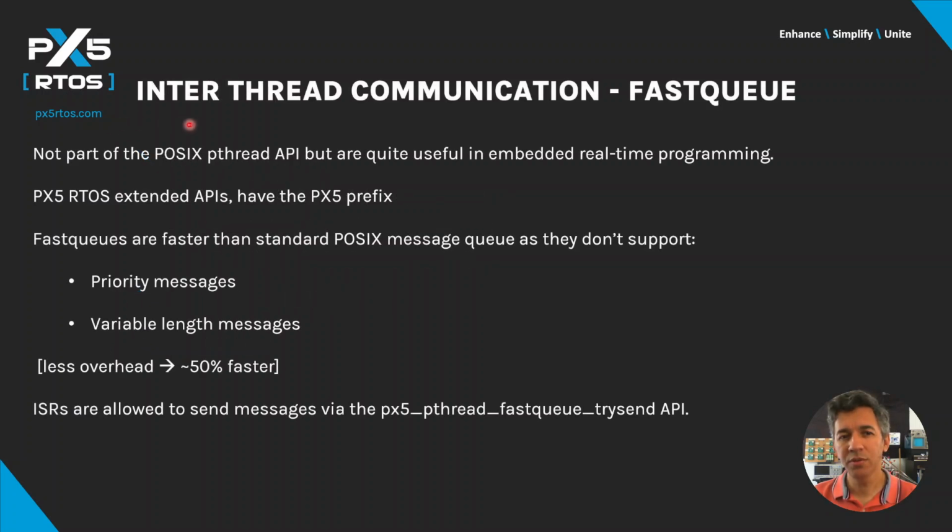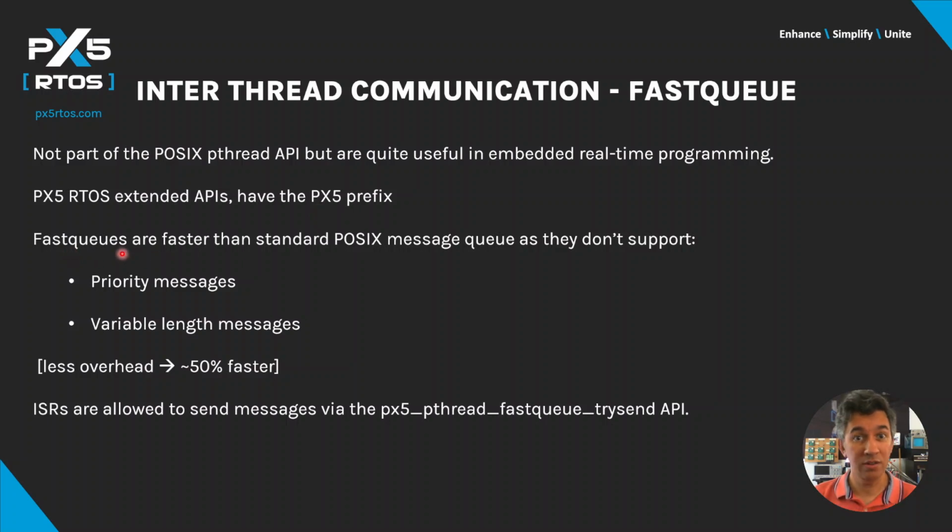So fast queue is a mechanism to provide communication between threads. And the APIs we'll see in this presentation are not part of the standard POSIX pthread APIs. They're actually part of the PX5 RTOS extended APIs. That's the reason why they all have the PX5 prefix.